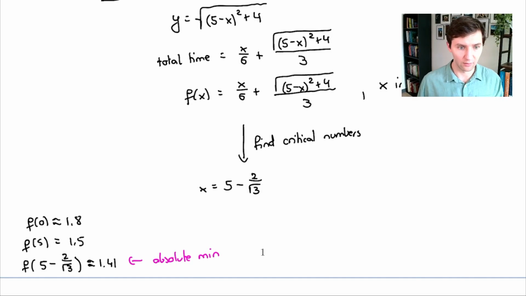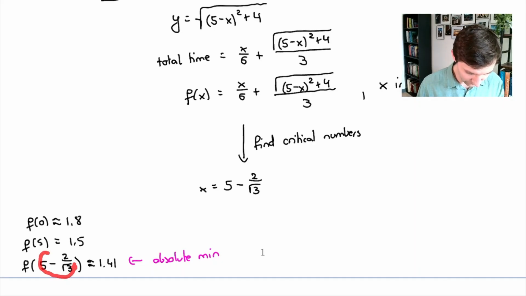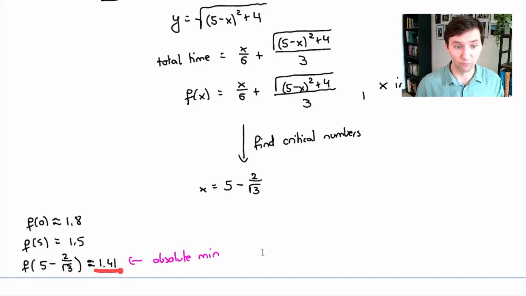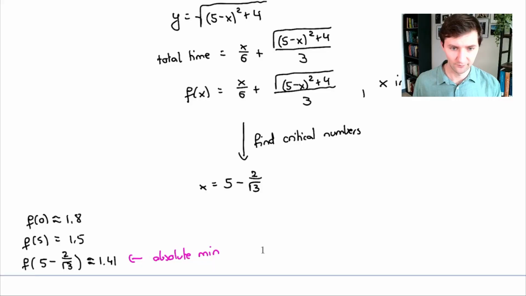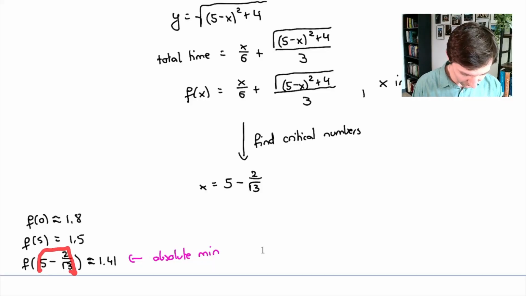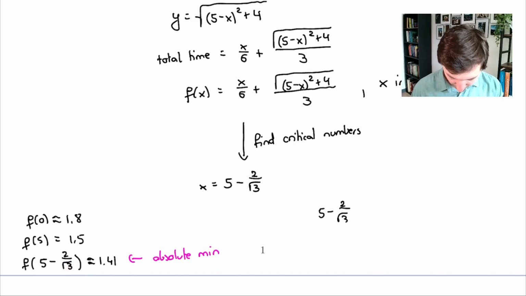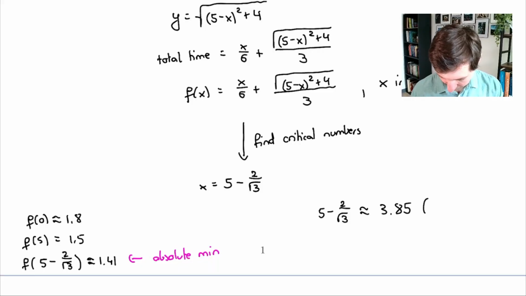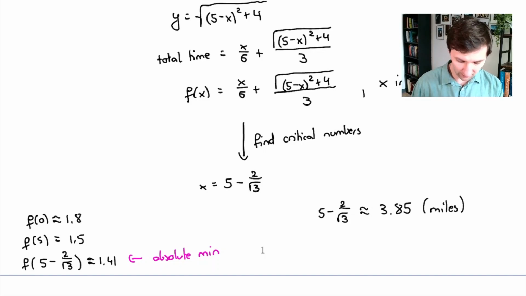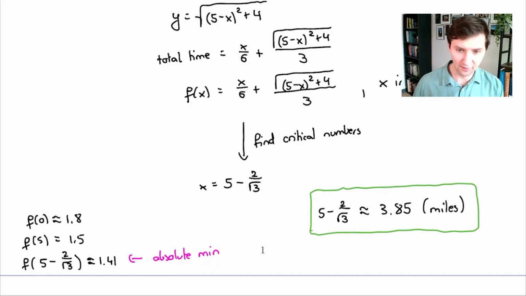If the visitor runs this much, then the total trip will take about 1.41 hours. If you're wondering how far this is, 5 minus 2 over square root of 3 is approximately 3.85. This was the distance ran, which means the units are miles. The visitor must run about 3.85 miles to minimize the time it takes to get to the island.